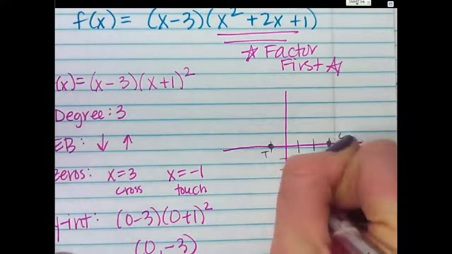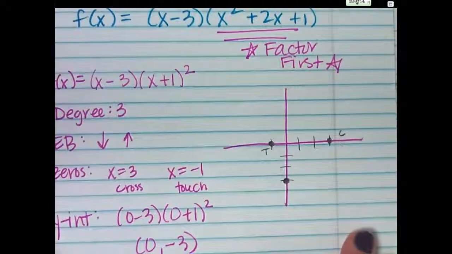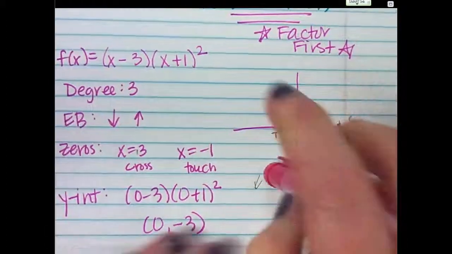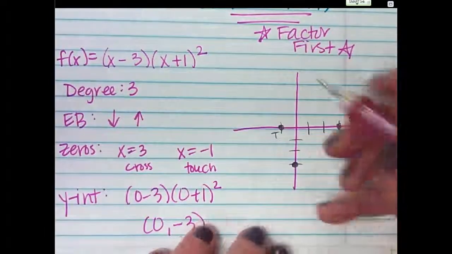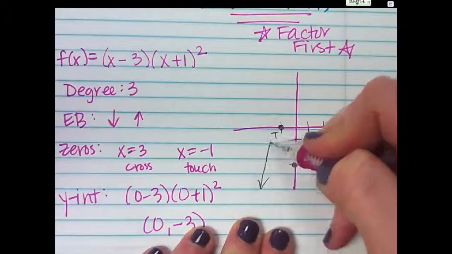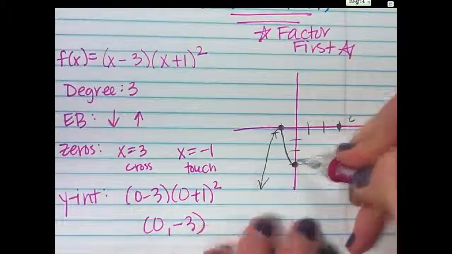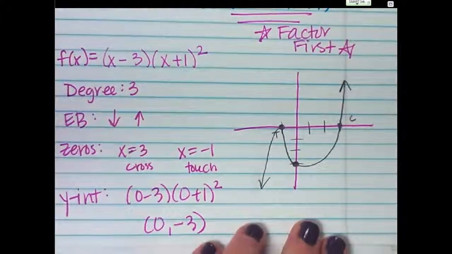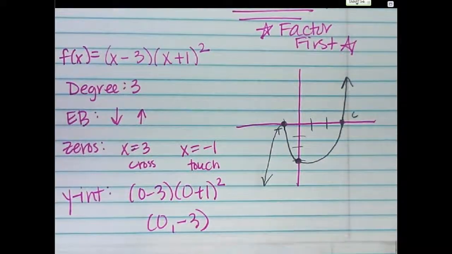Okay, so this is a little bit different only because you have a negative y-intercept, but nothing else is really weird about it. So start from bottom left, you touch at -1, and then go through your y-intercept, and then cross at positive. How'd you do? Good? Okay.